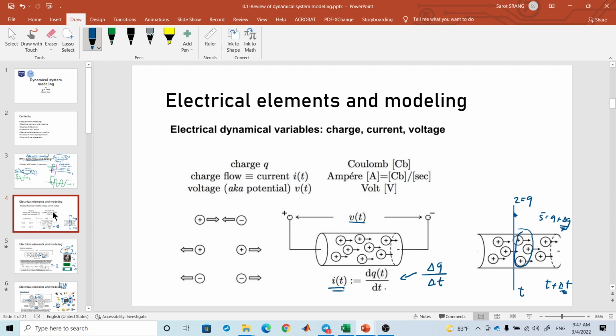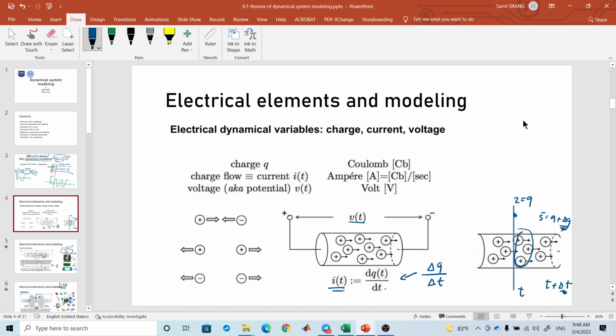Here, I just want to give a review of modeling on particular components. For example, here is the definition of current. I will go quickly. The definition of current is the rate of change of charge, right? Let's say you put something here to count the charge. Then the amount of charge passing through this wall per amount of time is the current, right?